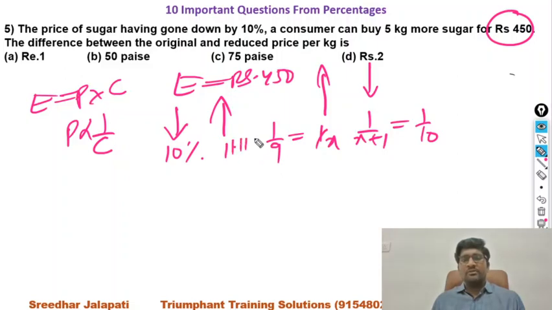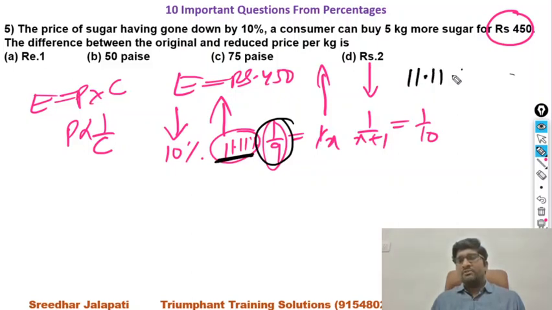and that is 11.11%. That means consumption increases by 1 by 9, or 11.11%. That 11.11% increase in consumption is given as 5 kg. These are the extra kg of sugar what you got, right? So if 11.11% increase is 5 kg, then originally how many you bought?